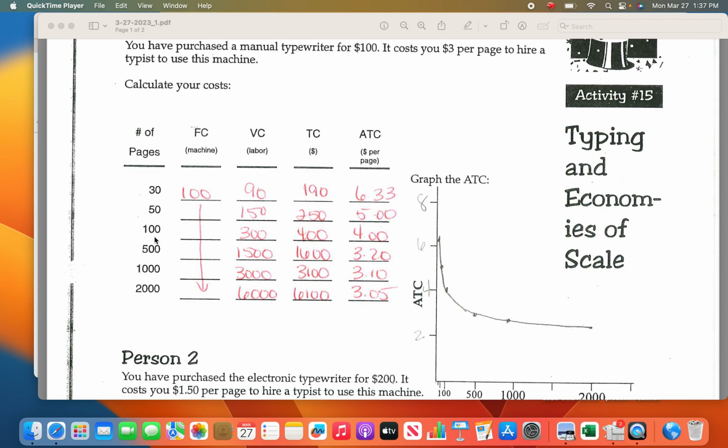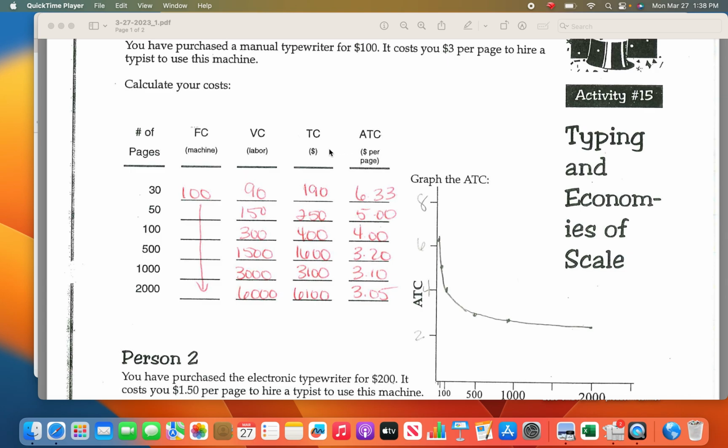And so that is the fixed cost. It doesn't matter if you type 30 pages or 2,000 pages, the machine is $100, so that is a fixed cost. Variable cost is the cost that changes or varies depending on how many pages that you type. And for the manual typewriter, it costs you $3 per page to hire someone to use that. So the variable cost is going to be the 30 pages that they typed times the $3 per page. So $3 times 30 is 90, 3 times 50 is 150, and then so forth.